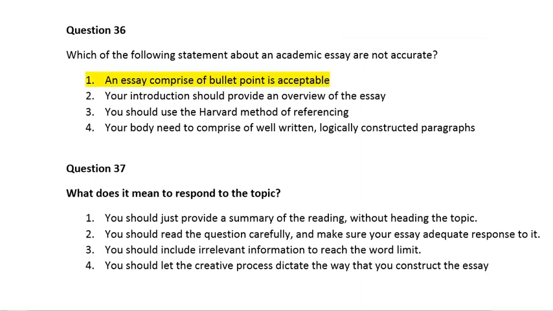Question 37. What does it mean to respond to the topic? Number 1, you should just provide a summary of the reading without addressing the topic. Number 2, you should read the question carefully and make sure your essay adequately responds to it. Number 3, you should include irrelevant information to reach the word limit. Number 4, you should let the creative process dictate the way that you construct the essay. So guys, here the correct answer is number 2. You should read the question carefully and make sure your essay adequately responds to it.